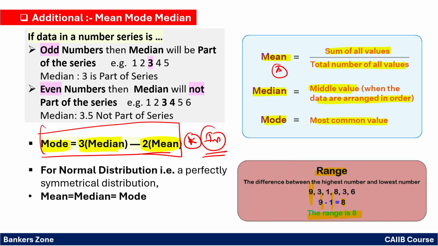Now, one thing you again note here: if the distribution is normal, what is normal? Normal means there is a very ideal, perfectly symmetric distribution, right? In that case, your mean is equal to median is equal to mode, and it will lie here on that line, right?